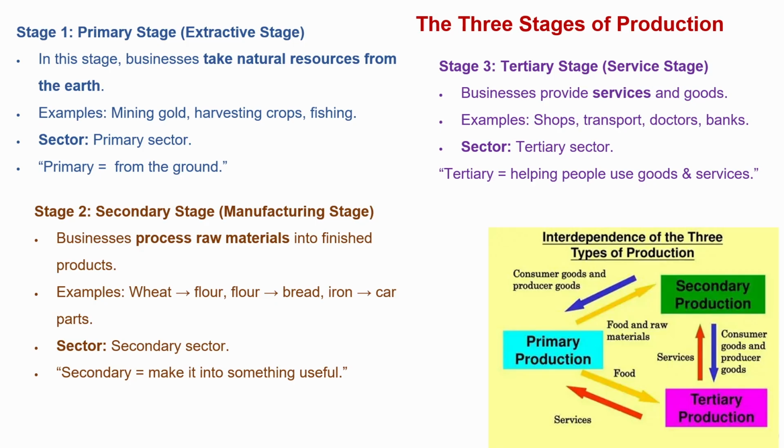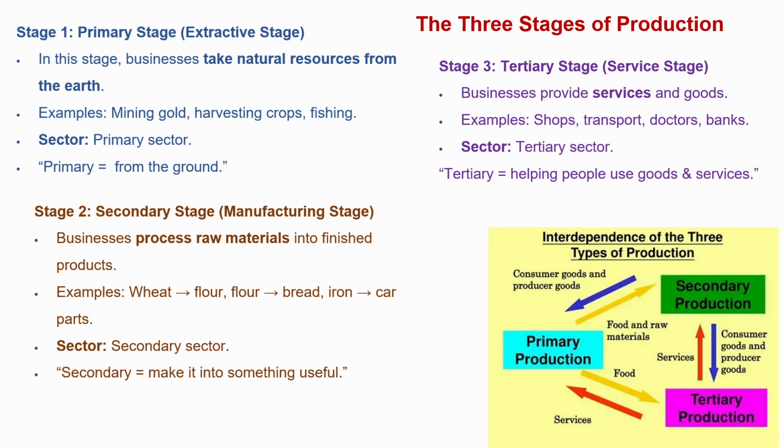Okay, now there are three stages of production, and these stages use the production process, the inputs and the outputs to help our economy grow. Now, the primary stage is where we take our natural resources from the earth, and this is from the ground. This is the primary sector. And examples is harvesting crops, mining, or fishing.